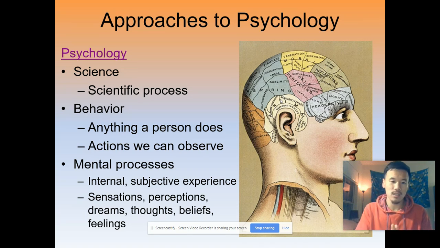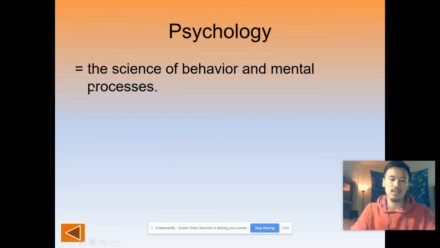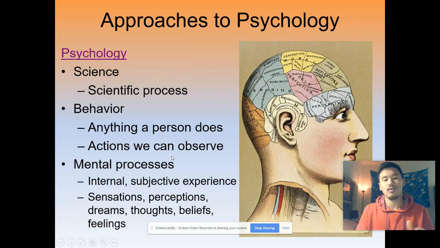So psychology is, oh wait, let me just let you write the definition there. The science of behavior and mental processes. So psychology is following the scientific process and studying behavior, which is anything a person does and actions we can observe, and how it relates to mental processes, which is internal subjective experience, sensations, perceptions, dreams, thoughts, beliefs, and feelings. All right, that is the end of my TED Talk.